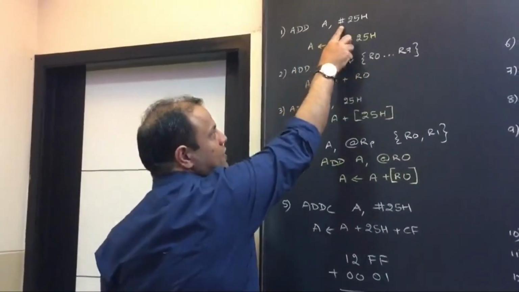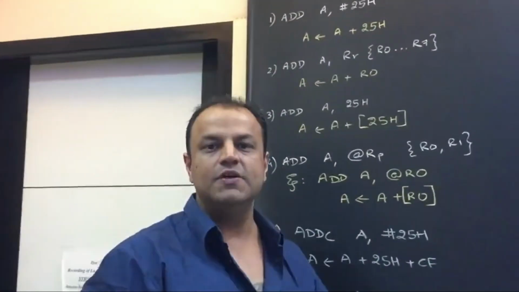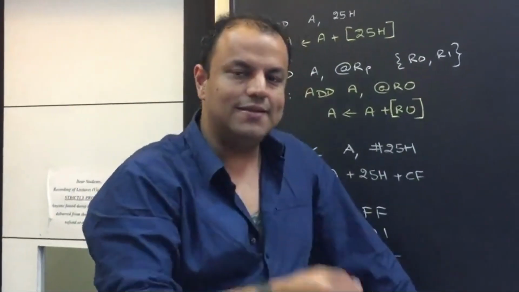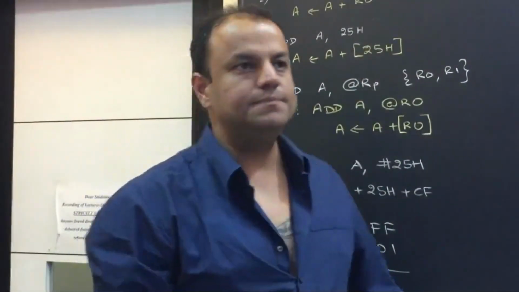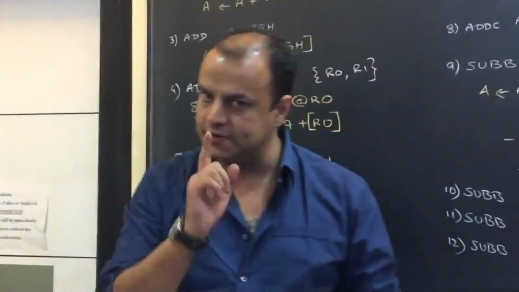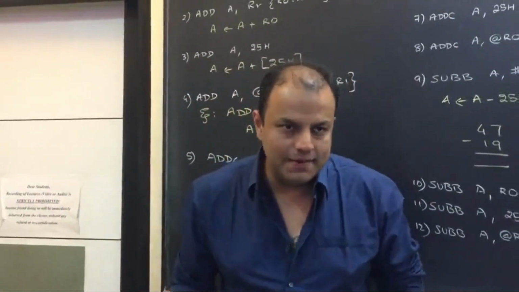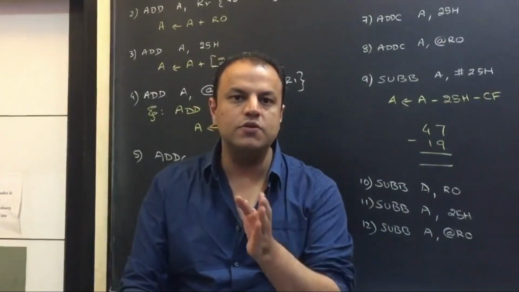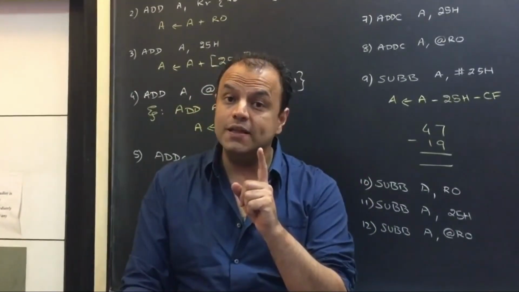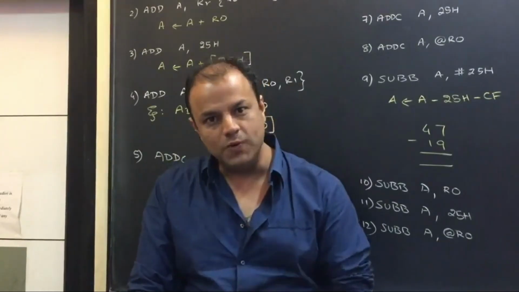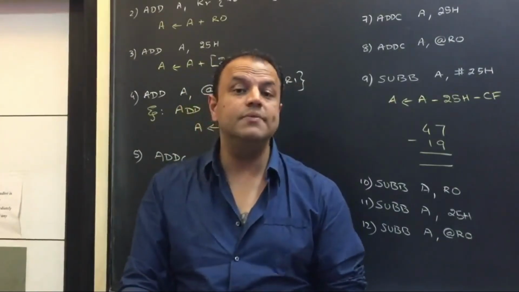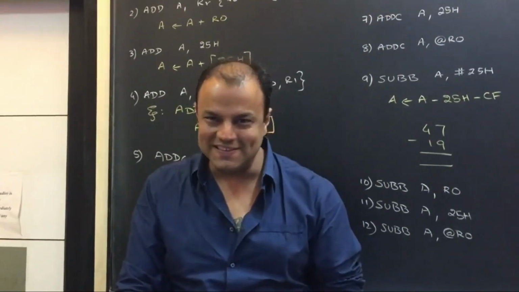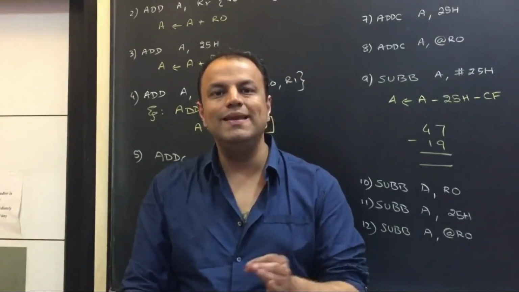Focus here. When you put #25, it means 25 is the data. So you're adding A with the number 25 and the result will be stored in A. Are we clear? Now, A is how many bit register? 8-bit register. 25 is an 8-bit number. So when you add two 8-bit numbers, you are expecting the answer to come in A, which means you are expecting the answer to be 8 bits, which it will be in most of the cases. Sometimes it can be more than 8 bits. How many bits? 16 bits? No, it can never be 16 bits. At the most, it will be 9 bits.